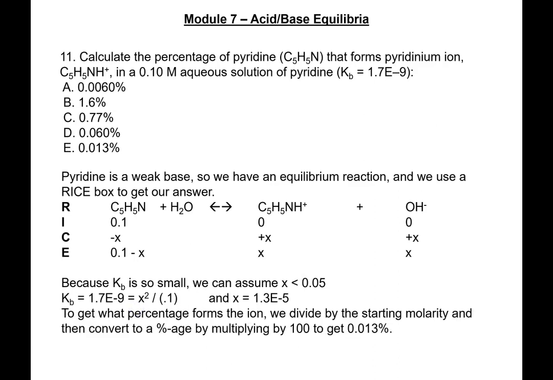Assumption is good. Now, to get the percentage that forms the ion, we divide by the starting molarity, and then I convert to a percentage by multiplying by 100. And when I do that, I get 0.013%. So I have 1.3 times 10 to the minus fifth divided by 0.1, my starting molarity, and then multiply that by 100, and I get that answer E is the correct answer. Now we have one more problem to do. Let's see if we can knock this out.